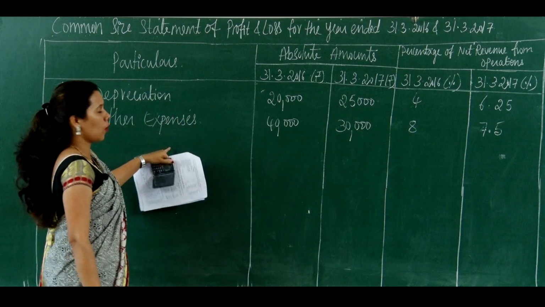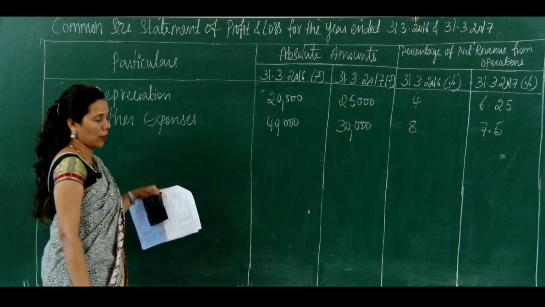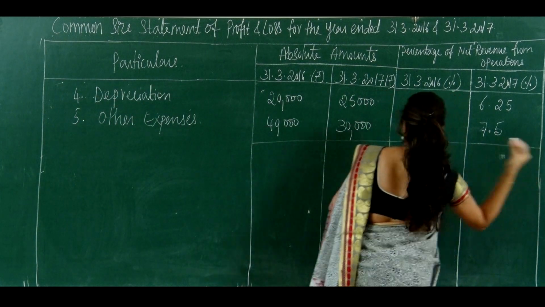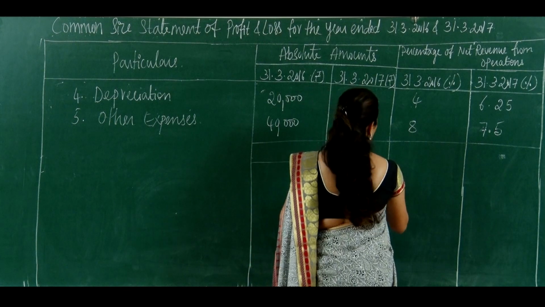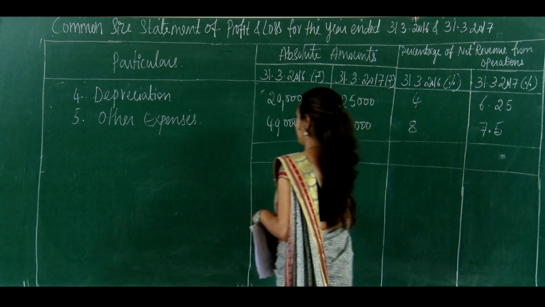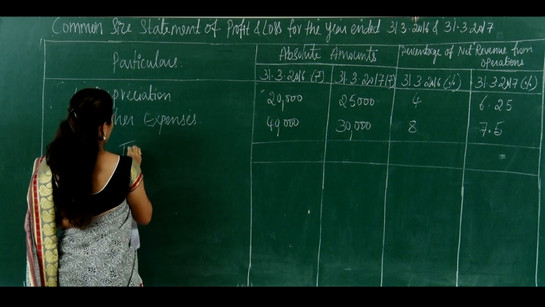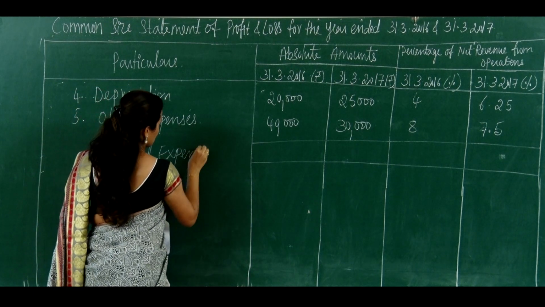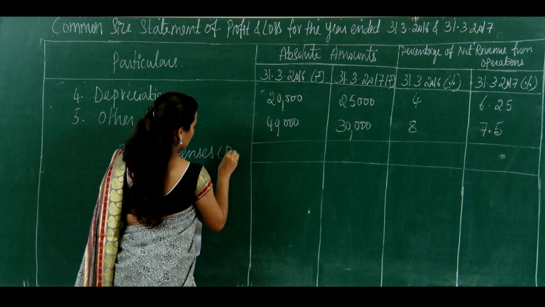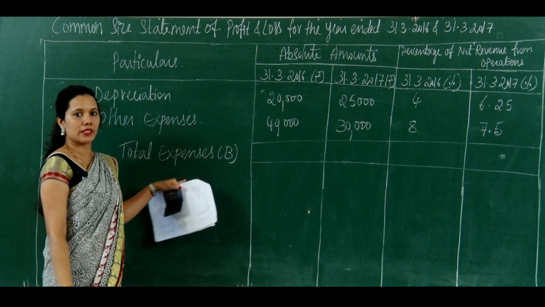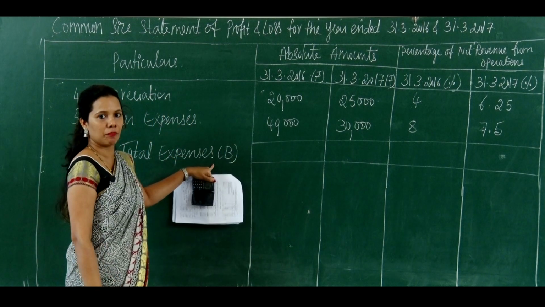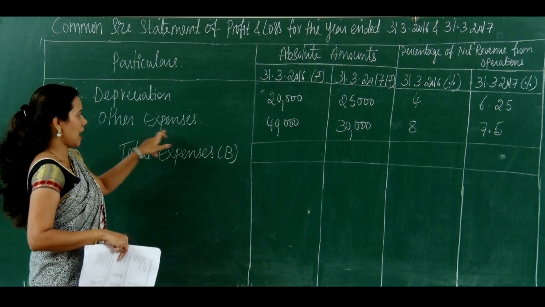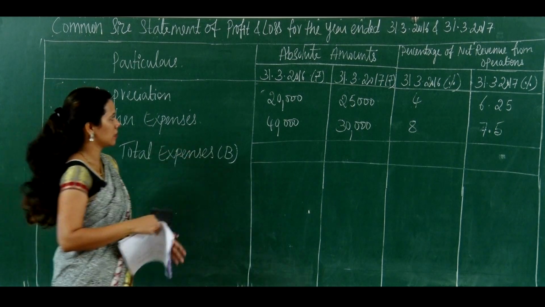So, after writing all the expenses, total all the expenses, you can also name it as B. So, total revenue is A and total expenses is B. So, from cost of material consumed till other expenses, total it.